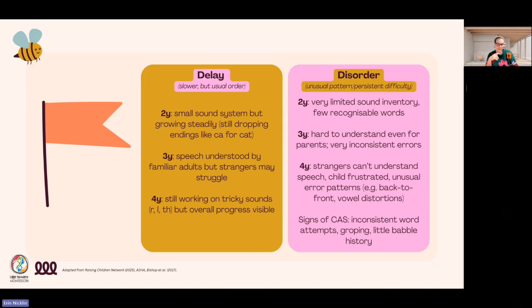When we say back to front sounds, instead of saying sounds at the front of our mouth like cat, we might say cack. So putting that T sound all the way to the back. That's usually a very big red flag for us. And then any signs of childhood apraxia of speech or motor speech sounds. So inconsistent word attempts. If we keep kind of groping and putting our mouth in a different position, like trying to figure out how to say the sound, or we've got a very little babble history.